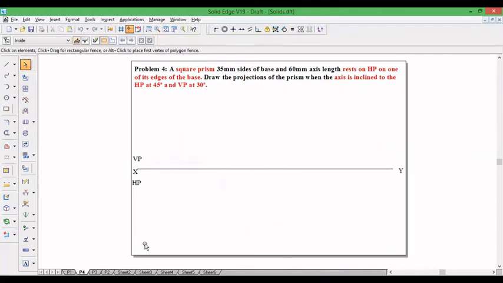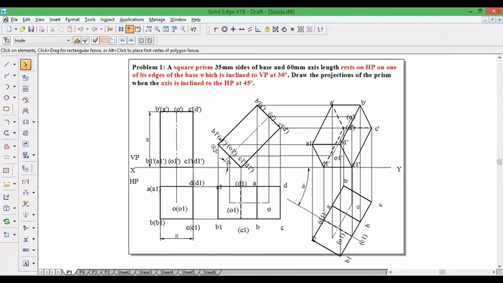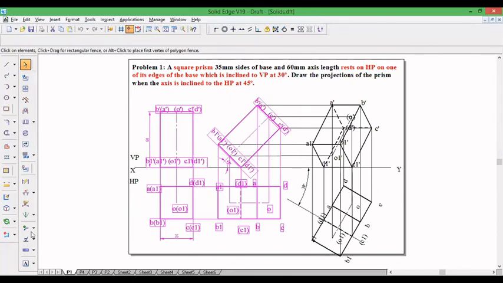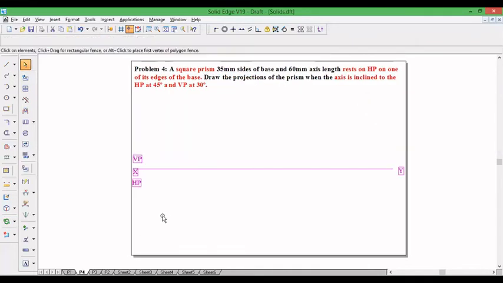In a similar way, we have example problem number 4, in which a square prism of 35 mm sides of base and 60 mm axis length rests on HP on one of its edges of the base. Draw the projection of the prism when the axis is inclined to HP 45 degree and VP 30 degree. Since in the previous problem also we have the same condition, rests on one of its edges and axis is inclined 45 degree to HP, I will make use of the same diagram to explain.